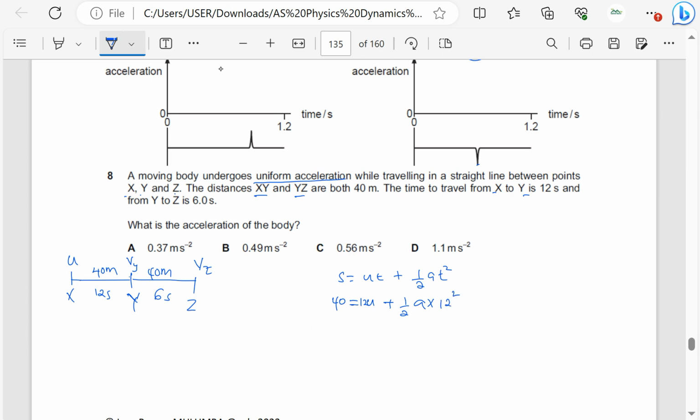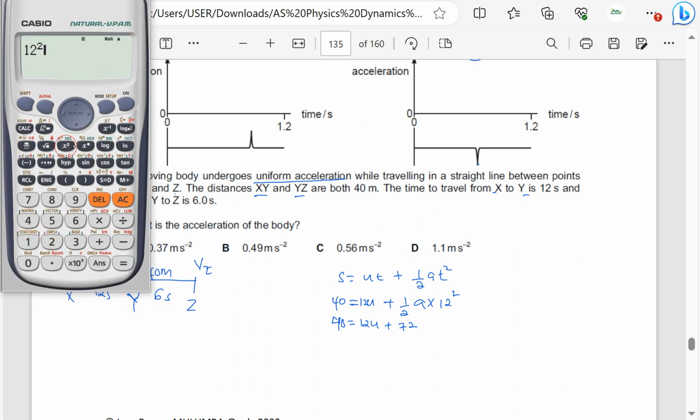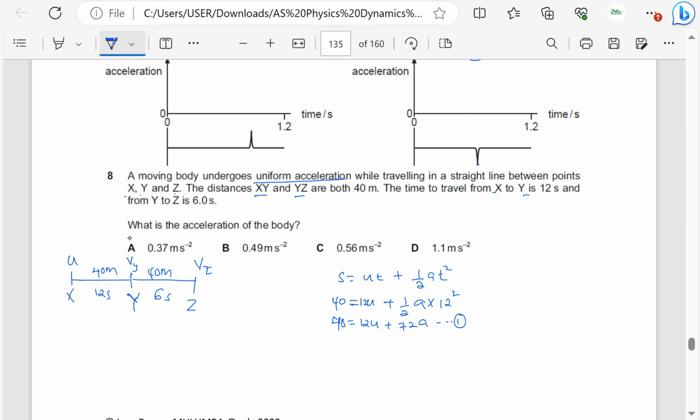So when I simplify this, I have that 40 equals 12u plus 144 divided by 2. 12 squared is 144, divided by 2, that is 72. So that is 72 times a. So that is going to be one equation.